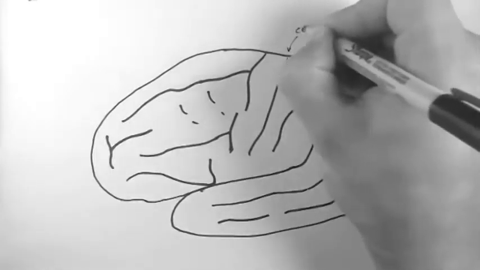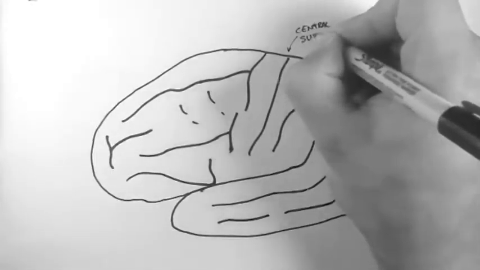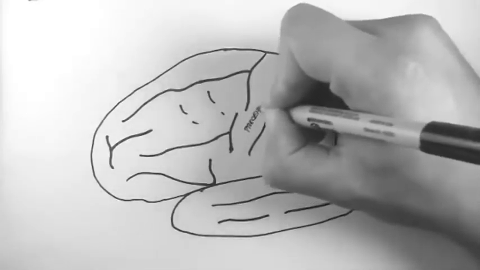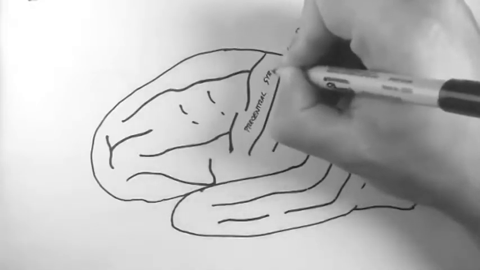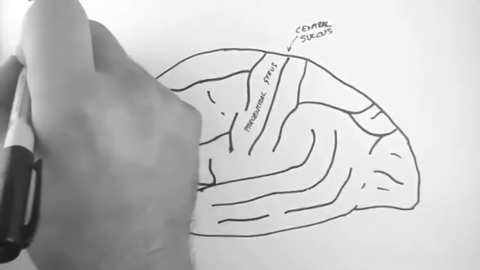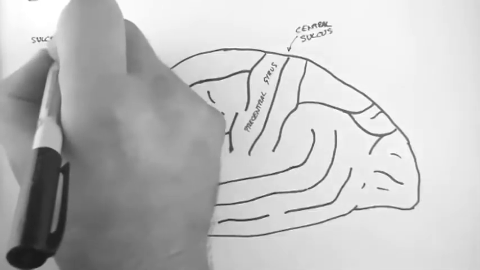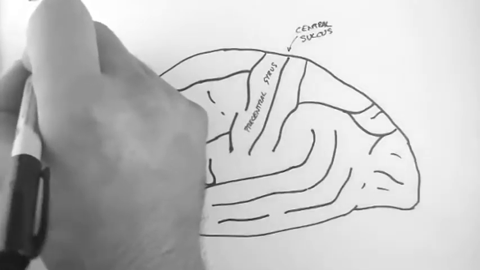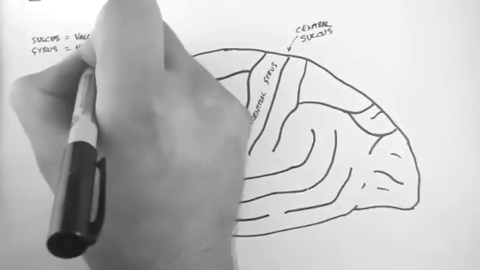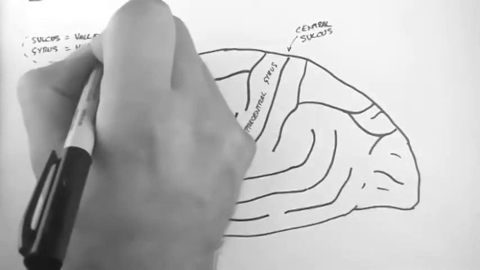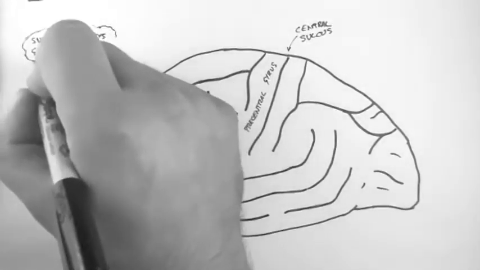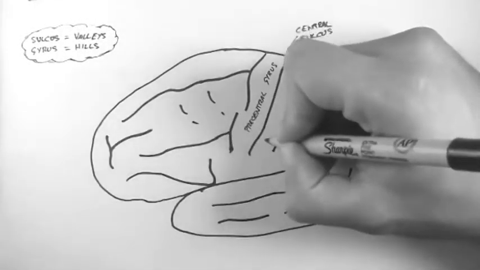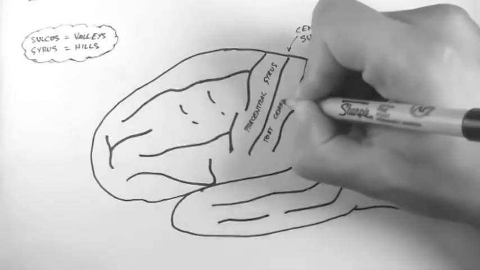So here we have the central sulcus, and this is a very important sulcus in the brain. In front of it we have the precentral gyrus. At this point I should say that the sulcus or the sulci are the valleys. The raised parts or the hills we call the gyri, or gyrus singular. So here we have the postcentral gyrus.